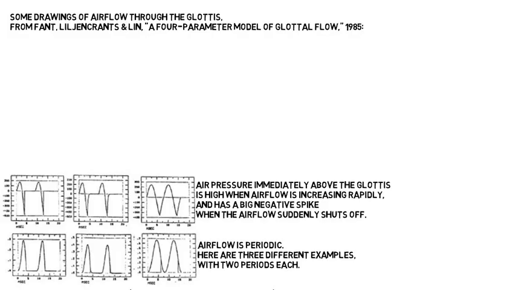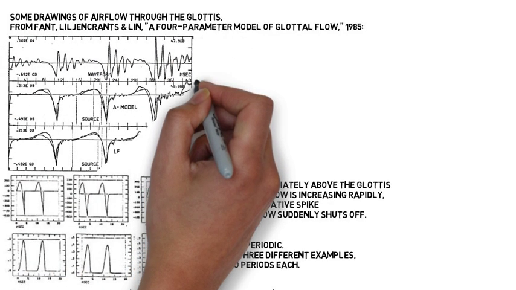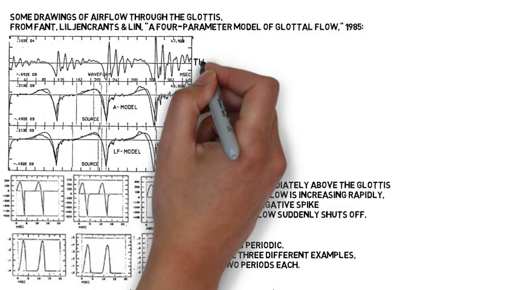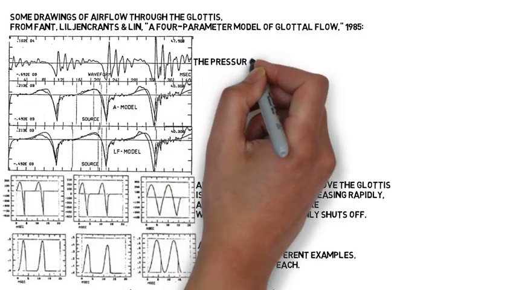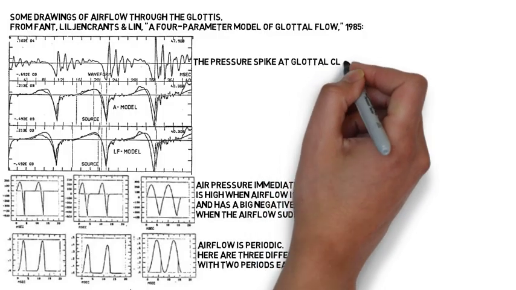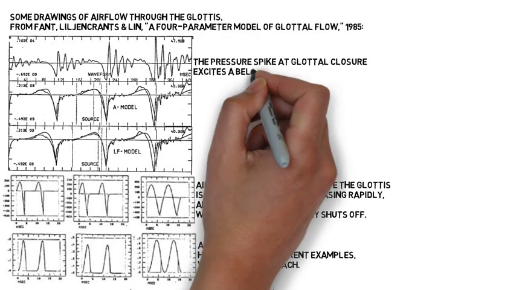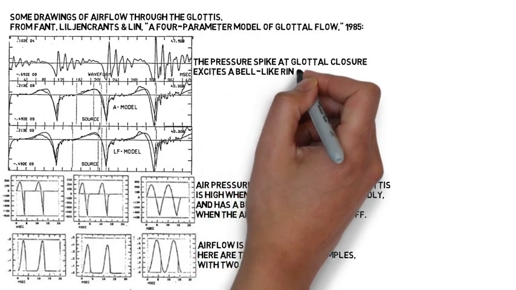And that negative spike in air pressure just above the vocal folds is very effective for exciting the resonances of the vocal tract. So the entire vocal tract between the glottis and the lips rings, kind of like a bell or like a clarinet. And that ringing in the vocal tract is what we hear as speech.